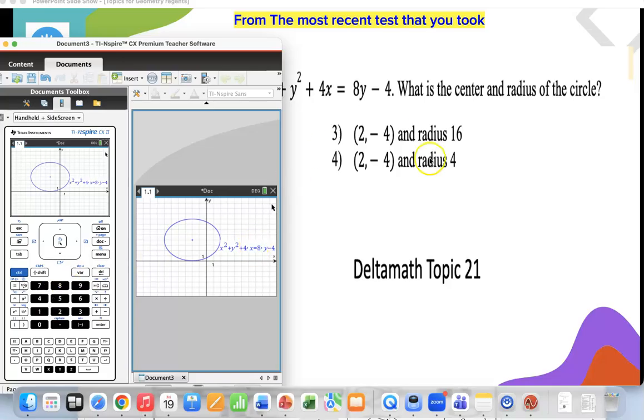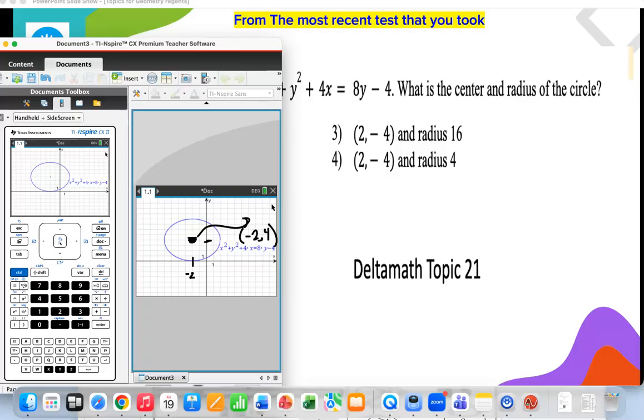So now you have to ask yourself, what is the center and the radius? The center is this point. And that's clearly 1, 2. That's 2 to the left, so that's -2. And then 1, 2, 3, 4. So this is 4. This point right here is -2, comma 4.